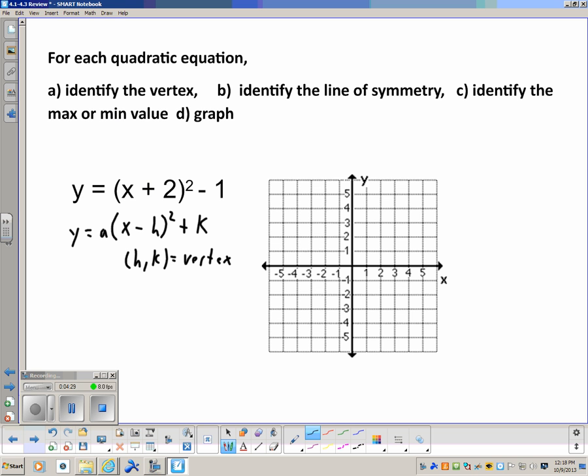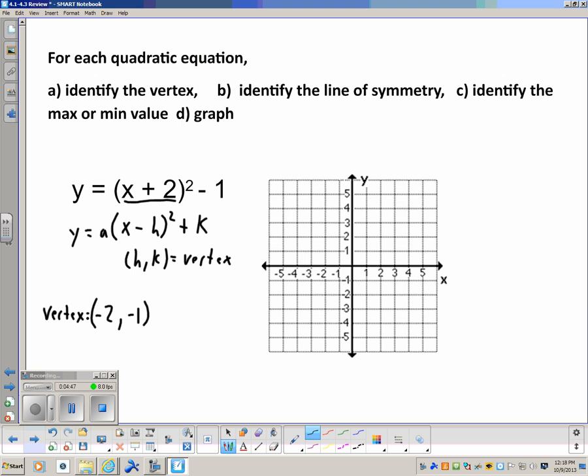So I always think inside there, it's x plus 2 in here. I always think inside there of how do I get 0 when x is negative 2. And then on the outside there, I have a minus 1. So I say my vertex there is negative 2, negative 1.